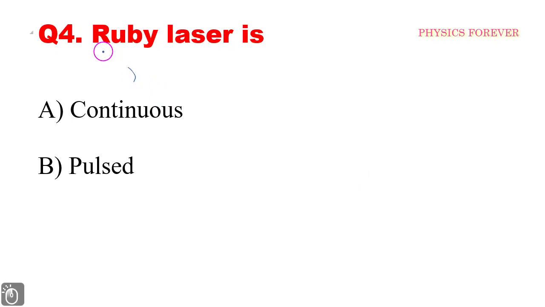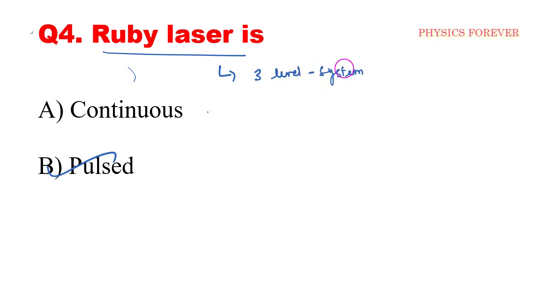So then, is the ruby laser continuous or pulsed? It should be pulsed, most important. Okay, because the ruby laser is a 3-level system. It is difficult to achieve population inversion, so that is why we only get pulsed output. If you use a 4-level system it can be continuous, but in the ruby laser we only get pulsed. Okay, so the ruby laser is pulsed, and the ruby laser is a 3-level system. We have to remember these cases.